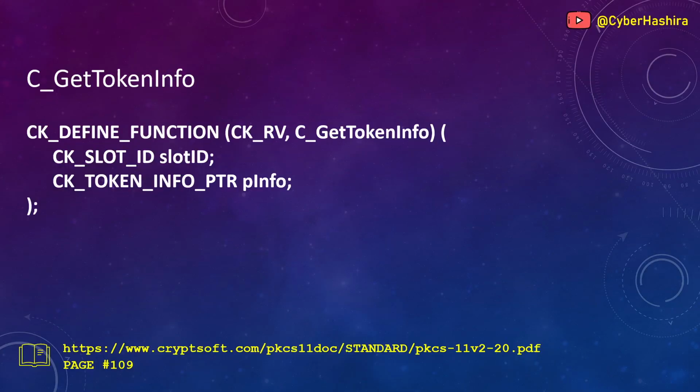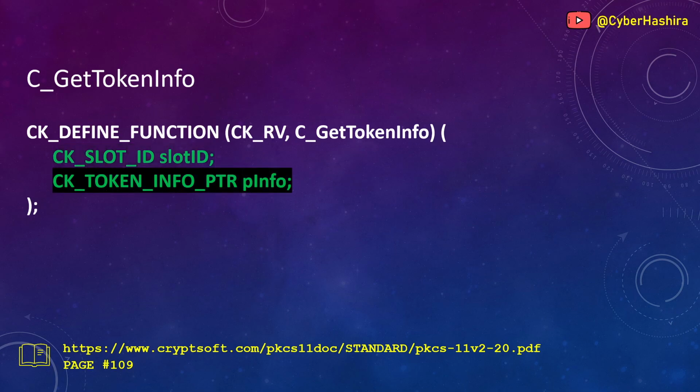The next function is C_GetTokenInfo. Information about this function is on page 109. This function is used to obtain information about a token. C_GetTokenInfo takes two arguments. The first argument is a slot ID. This has to be a slot with a token present in it. To make sure your application is trying to query a slot with a token present in it, it should call C_GetSlotList with the Boolean value for token present set as true.